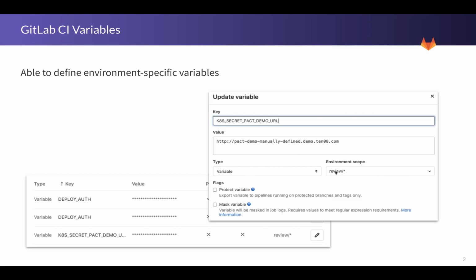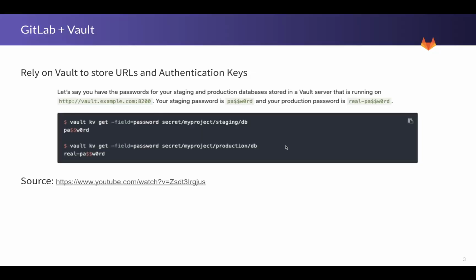So, this one is for all review apps. Let's go ahead and point a particular URL endpoint to this. And this is manually defined. Anytime you want to update this, you'd have to update it within the GitLab CI variables.